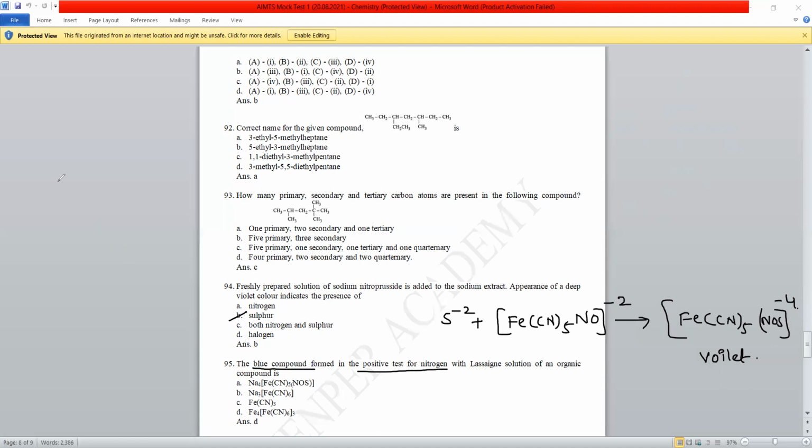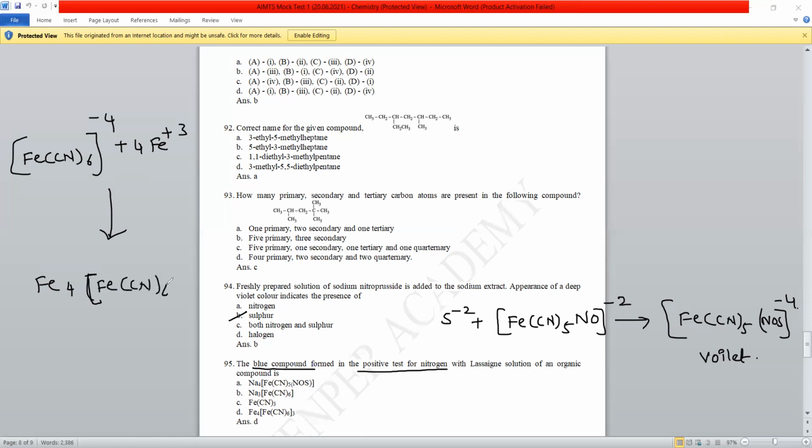So as we know very well, [Fe(CN)6]4-. If you treat it with 4 moles of Fe3+, it gives the Prussian blue color solution. Prussian blue color. So Fe4 coordination sphere.